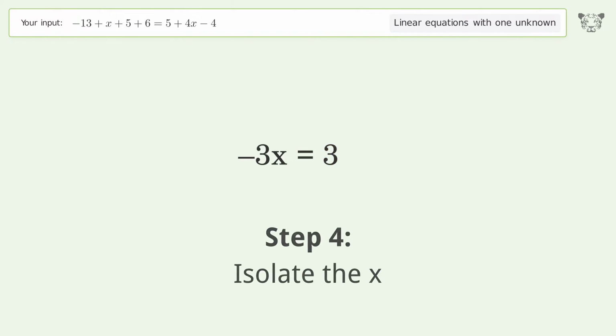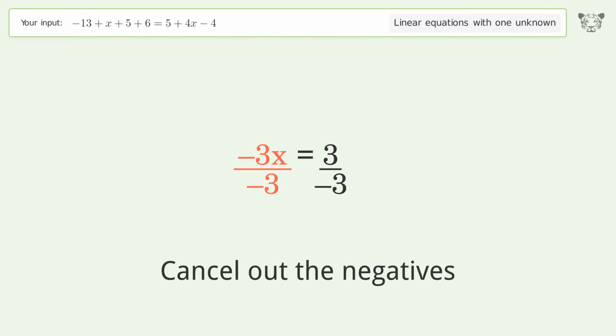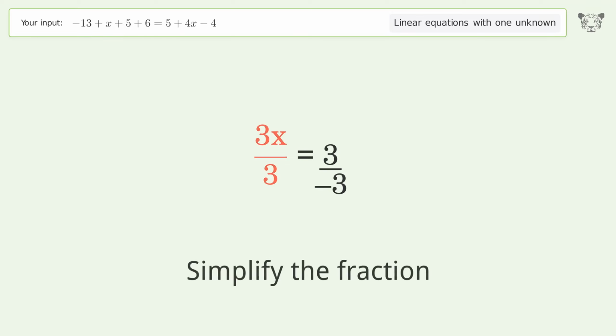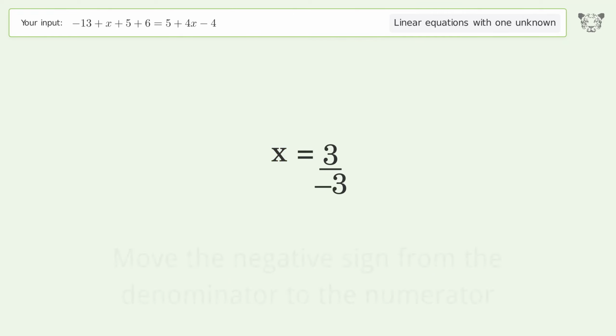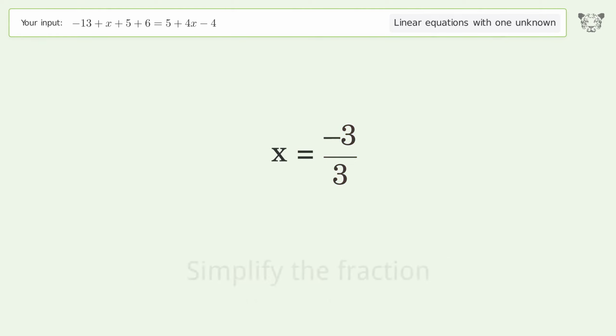Isolate the x. Divide both sides by -3. Cancel out the negatives. Simplify the fraction. Move the negative sign from the denominator to the numerator. Simplify the fraction. And so the final result is x equals -1.